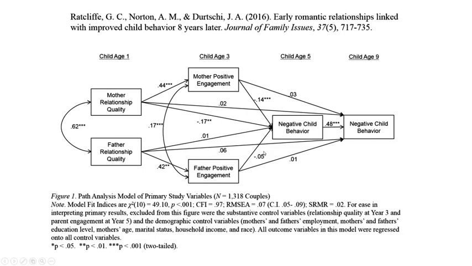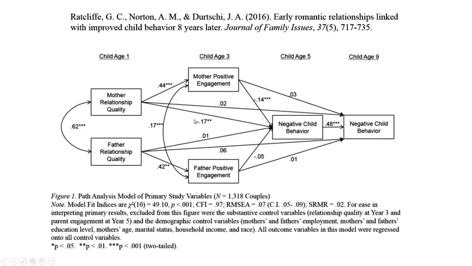So the idea behind this is, man, if we can get at parents when their child is 1, are we going to be able to help that child by the time they're entering kindergarten, when they're 5? If we can intervene really early through good couple therapy and really improve their relationship, does that have an impact on that child's behavior 4 years later?